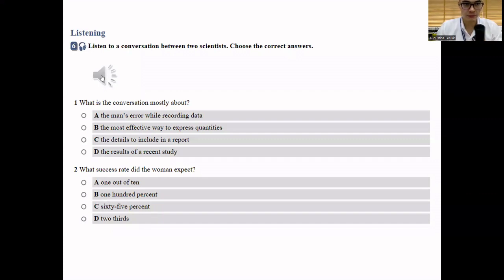Here's the audio clip. Exercises 6 and 7, page 27.